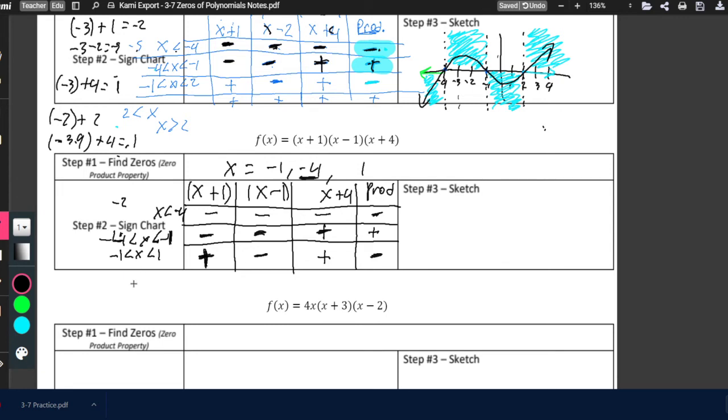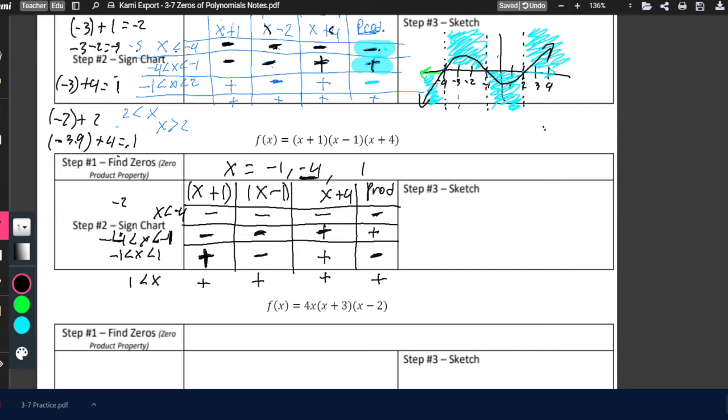And finally, when 1 is less than x, or x is greater than 1, so if we put 2 in, we'll get 3 for this first one, positive number. If we put 2 in for our second one, we get +1. We get positive all across the board.